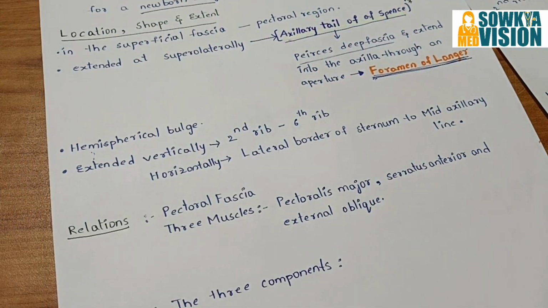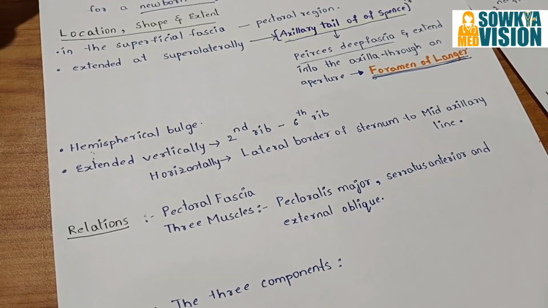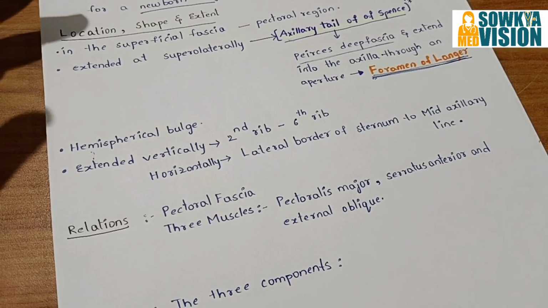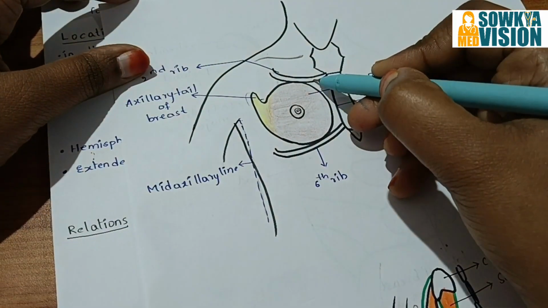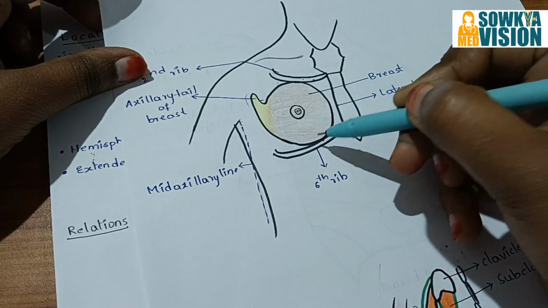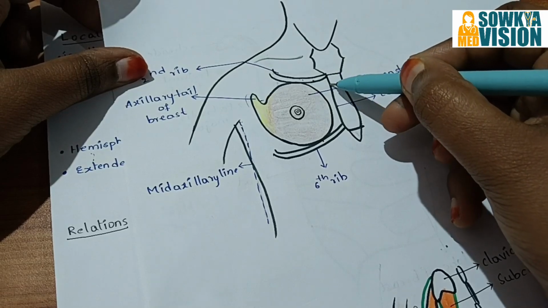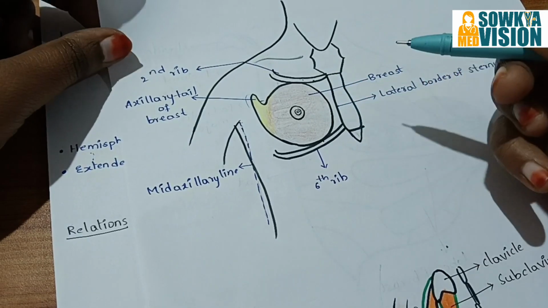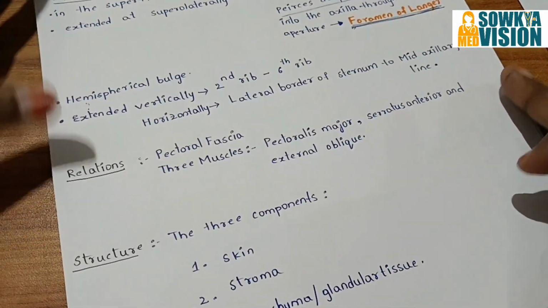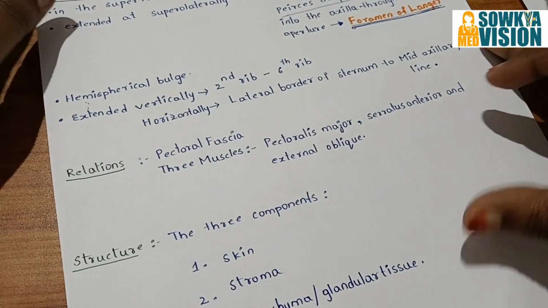It is hemispherical in shape, extending vertically from the second to the sixth rib, and horizontally from the lateral border of the sternum to near the mid-axillary line. See, this is the second rib and this is the sixth rib.